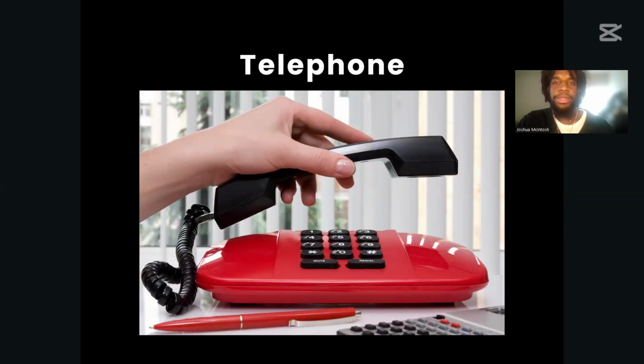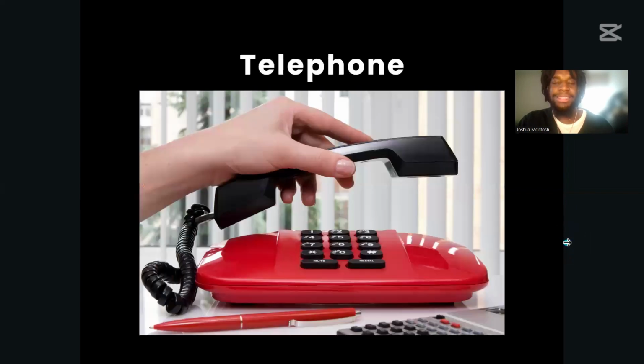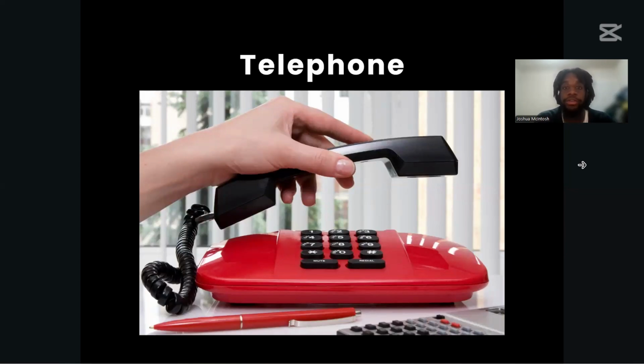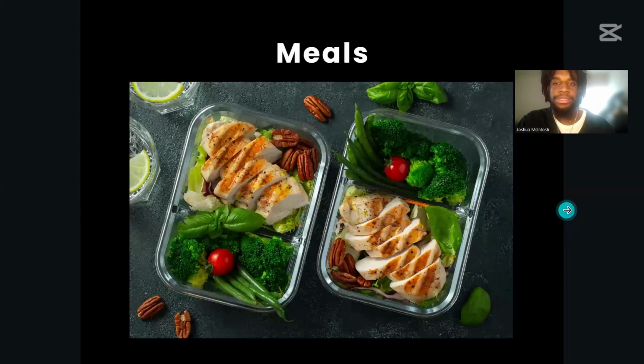Telephone, usually I'll put the telephone inside the office supplies and software, but I see it on so many tax forms, they have the telephone as something separate. But you don't have to actually categorize this separately inside your business if you don't want to. What I mean is that you can just put the telephone expense inside office supplies. Utilities. Utilities would be something like water, electricity, or anything you use to run your building if you're renting or you own the building for your business.